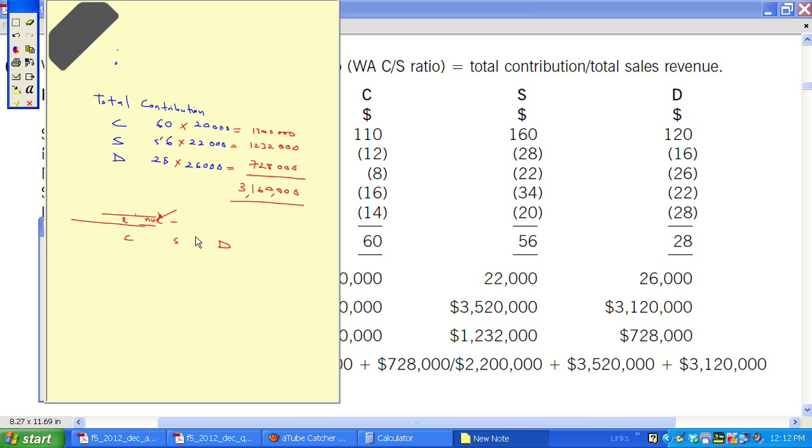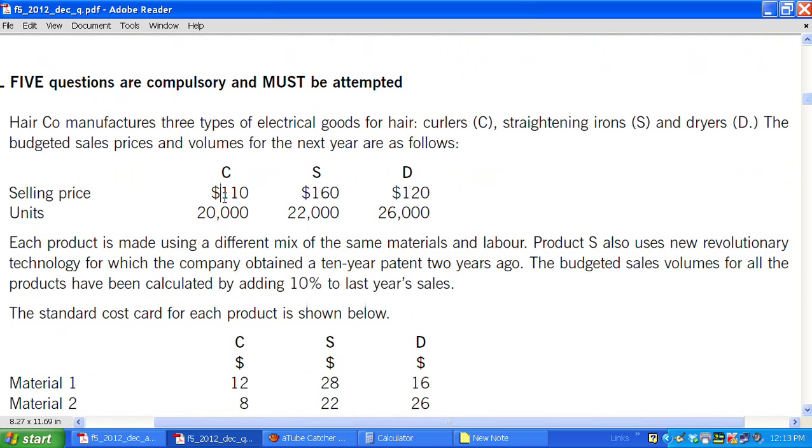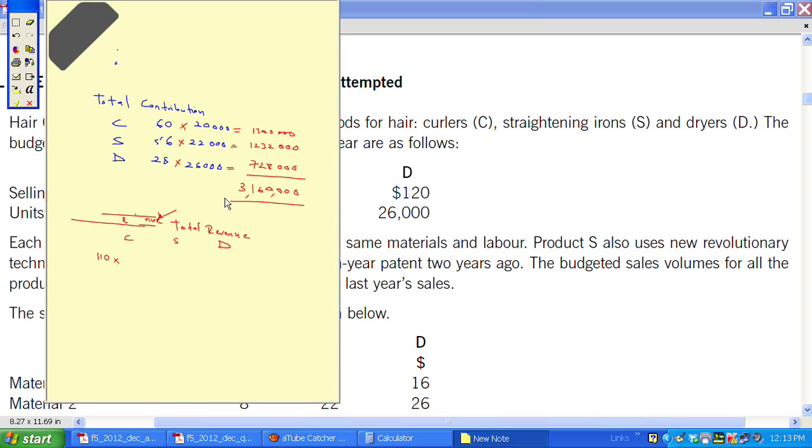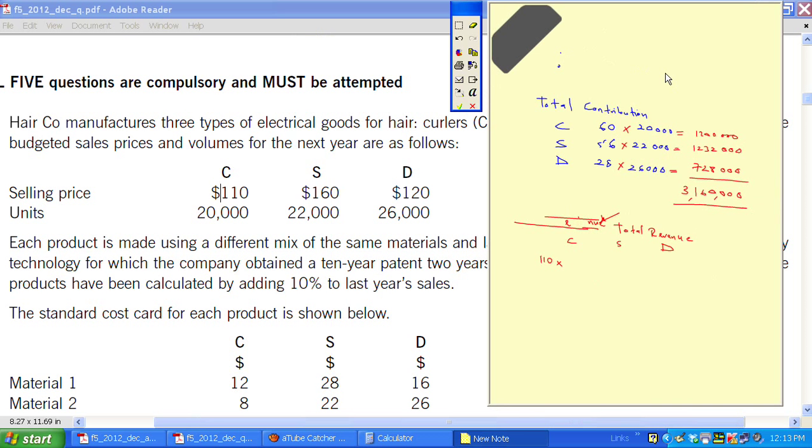Okay. Total. So C is 110. Okay, if we look at the question, C is 110 multiplied by 20,000.